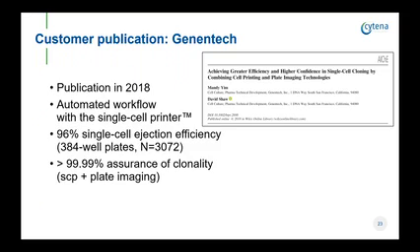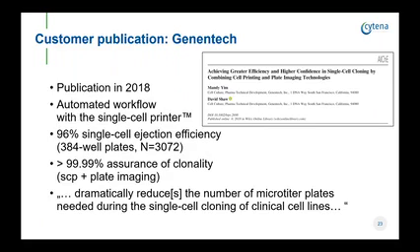And the paper provides a detailed description of how thoroughly they assessed the probability of clonality. They demonstrated that using a state-of-the-art plate imager in combination with the SCP, the single cell printer, results in a probability of clonality that exceeds 99.99% and therefore clearly meets the common requirements by the regulatory bodies. They also state that the SCP results in a dramatically reduced number of plates needed for cloning compared to other automation workflows.